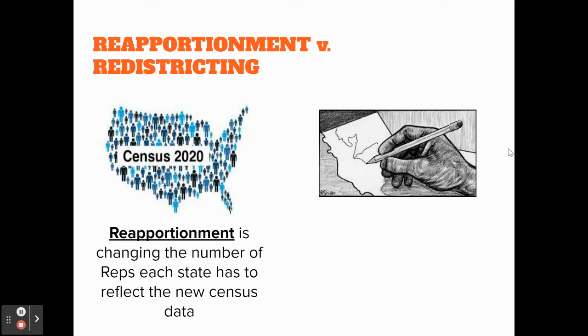So we're not adding representatives. It's not like it's going to 440, 445, 450. The number's been frozen at 435. The only thing we do with that 435 is change every 10 years who gets what piece of the 435. So reapportionment has to happen first, where this state's going to get two more representatives, and this state lost a representative, and we go through that process through mathematical calculations and things like that.